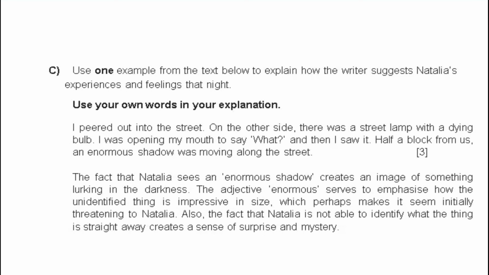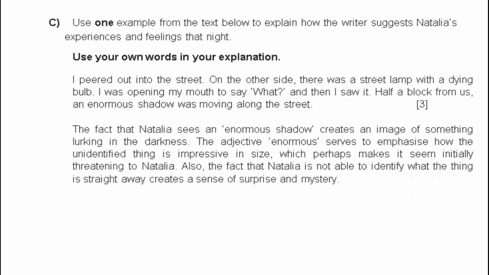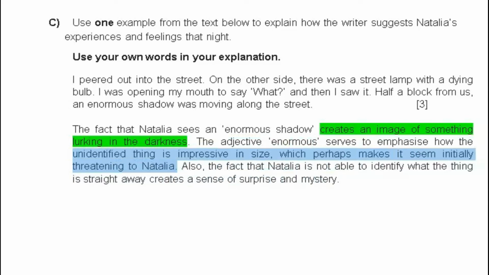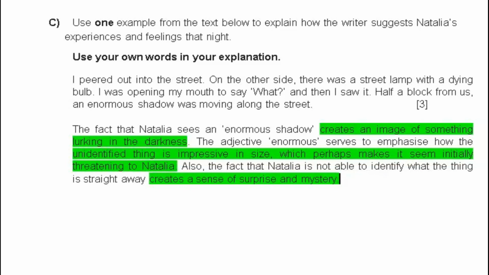Let's just check, guys, that we've got 3 points. So the fact that Natalia sees an enormous shadow creates an image of something lurking in the darkness. So that is definitely worthy of credit. The adjective enormous serves to emphasize how the unidentified thing is impressive, which perhaps makes it seem initially threatening to Natalia. So there's another point there. Also, the fact that Natalia is not able to identify what the thing is straight away creates a sense of surprise and mystery. And there's our 3rd point. So that's what you would be expected to do, guys, to get those full 3 marks.